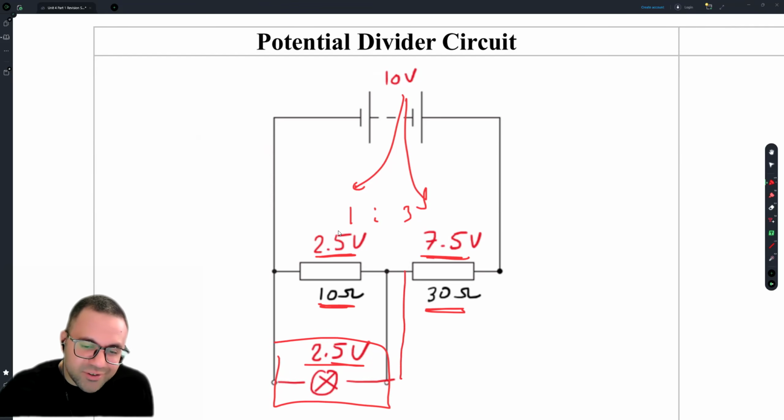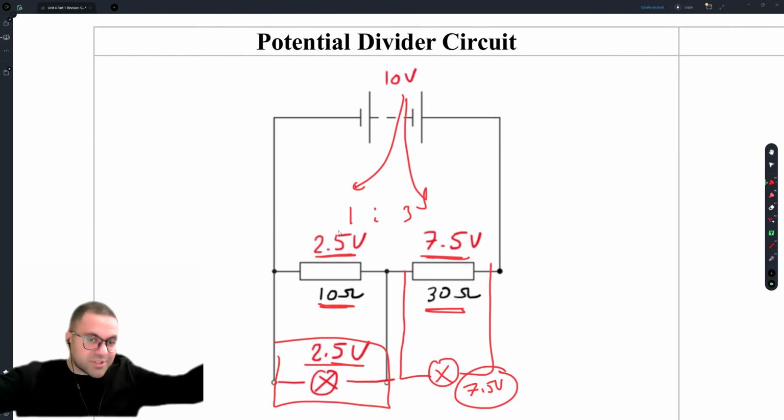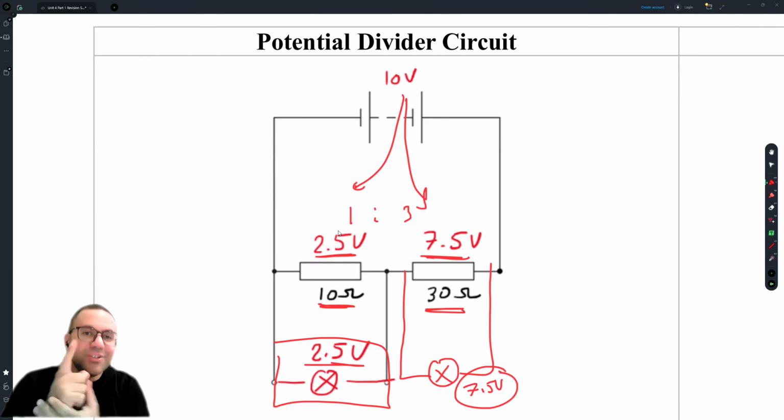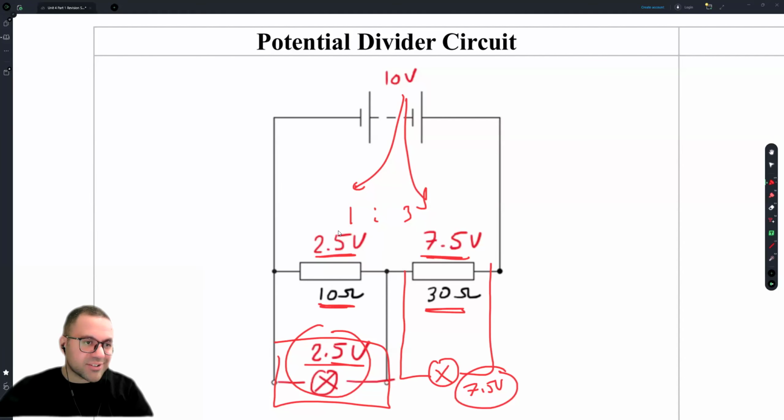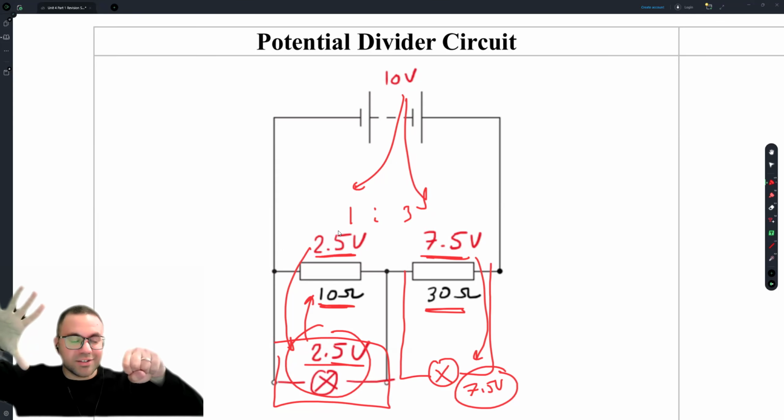But what if I connect another light bulb here? This will get 7.5 volts. Because the voltage was split first according to the ratio of the resistors, and then you ended up connecting this component not parallel to the entire circuit, but parallel only to the first resistor. So it only gets the voltage of the first resistor. If you take a look at the second one, you connect it parallel to the second resistor, so it only gets the voltage of the second resistor. So if I were to turn this circuit on, the light bulb on the right would be bright and the one on the left would be dim.